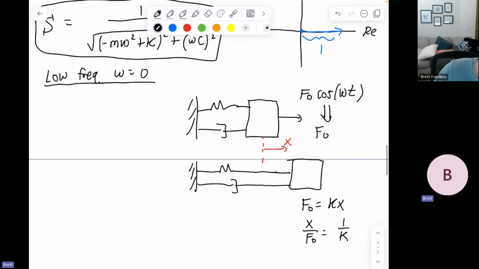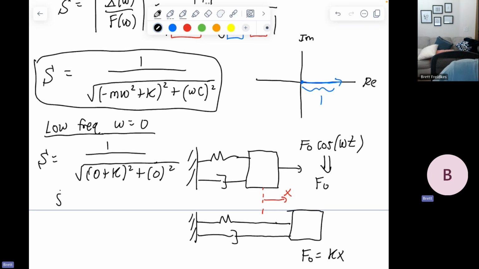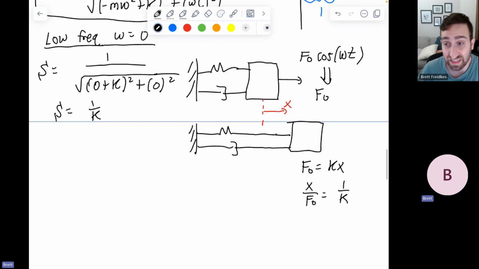Now, if you come to the transfer function up here, and if we plug in omega is equal to 0, we'll see that our sensitivity is 1 over the square root of, if we plug in omega as 0, we get 0 plus k squared plus 0 squared. We just get 1 over k, which matches our suspicions from vibrations. If I'm just pulling on something with no going back and forth, no sinusoidal input, just strictly the force pulling on it, we know the relationship is dependent on the stiffness. And we see here that the sensitivity is 1 over k.